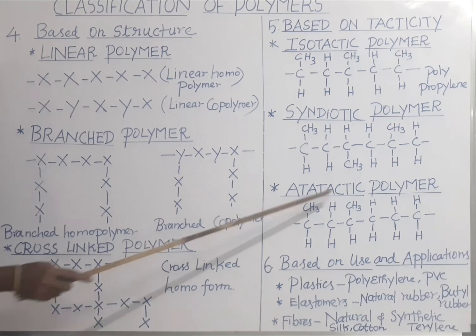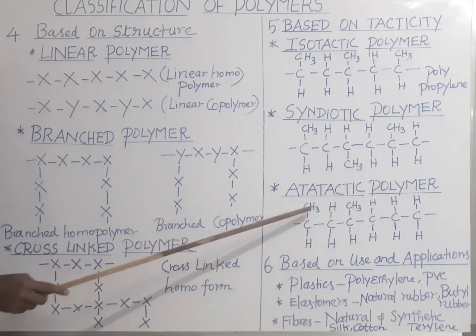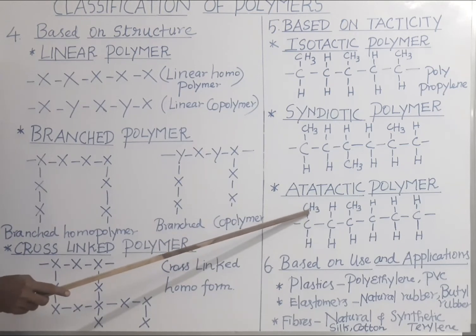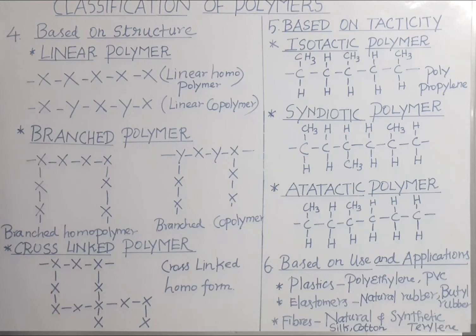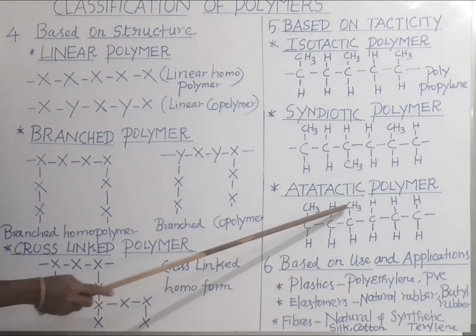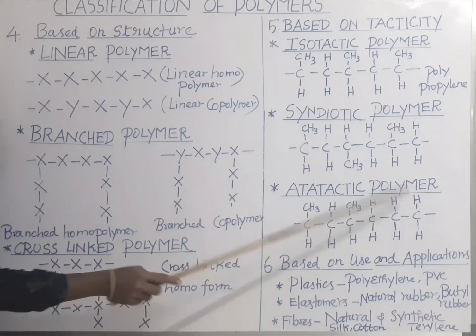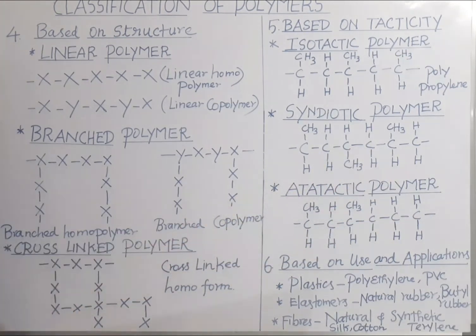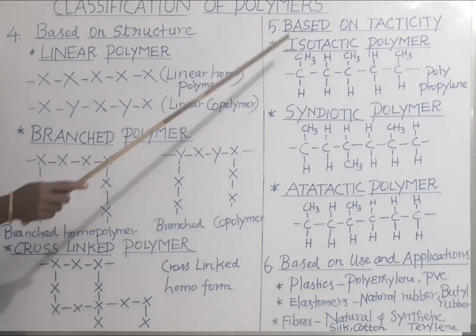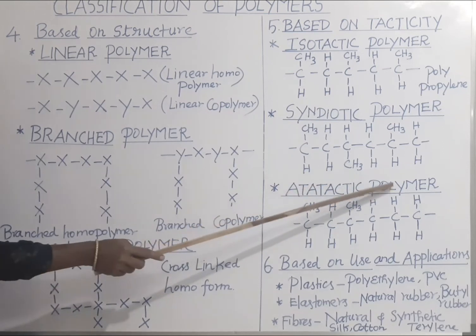The next one is atactic polymer. Here this is the polypropylene chain. Here the characteristic groups, that is the methyl groups of the monomers, are arranged in a random fashion. Random means orderless. So if the monomeric units are arranged in a random fashion with respect to the long polymer chain, that type of polymer is called an atactic polymer. So based on tacticity, polymers are classified as isotactic, syndiotactic and atactic polymer.